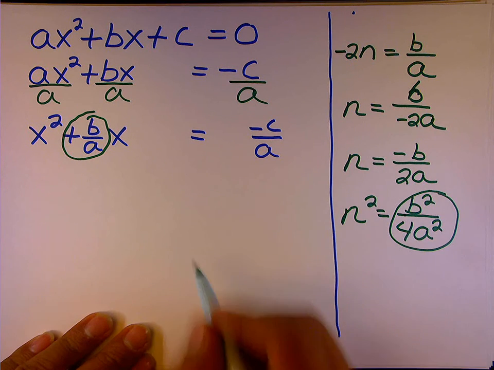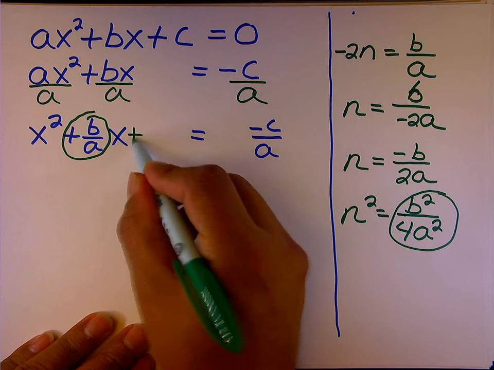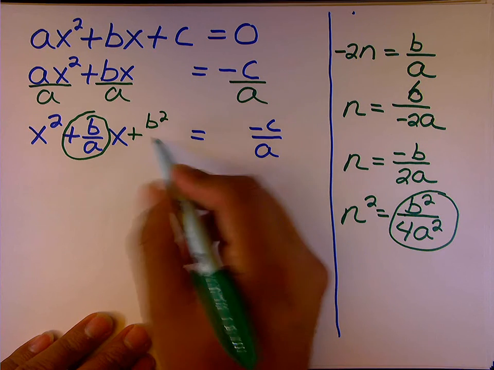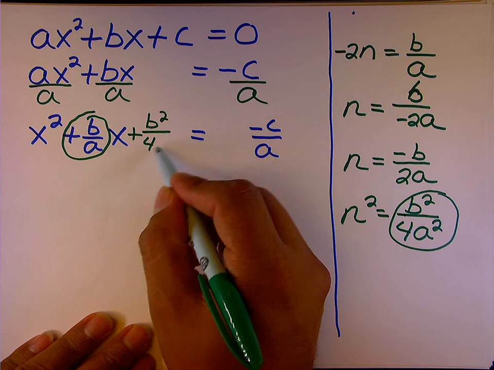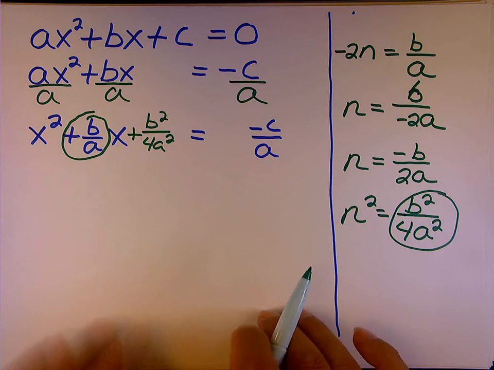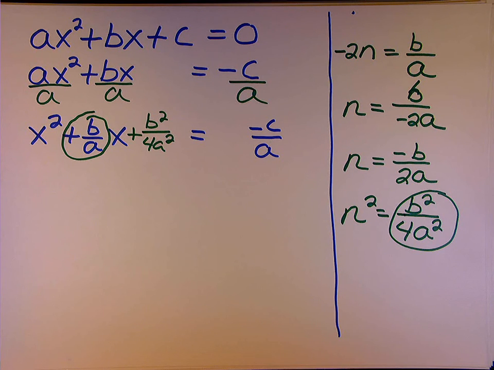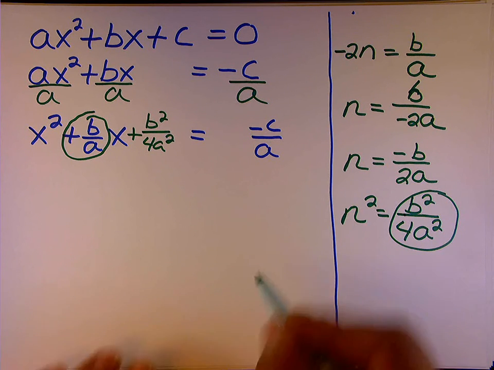So I am going to add b squared over 4a squared to both sides. Now, when I add it to the right side, you might want to notice that the c is negative. So I'm going to have a positive object and I'm going to have a negative object. I'm going to write the positive object in front of the negative object. Less signs that way.